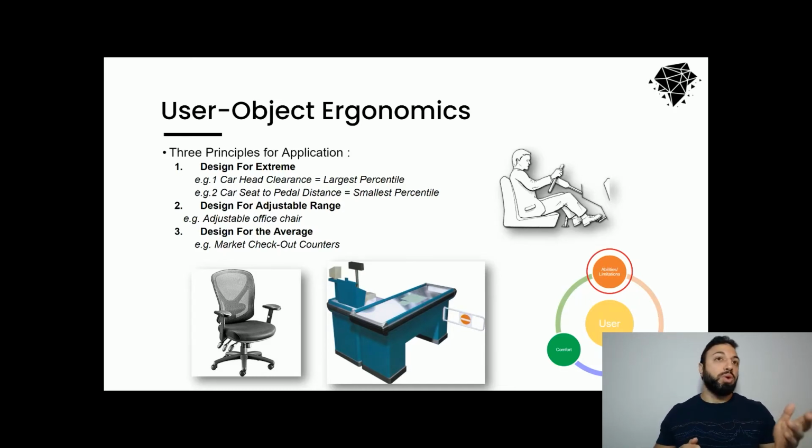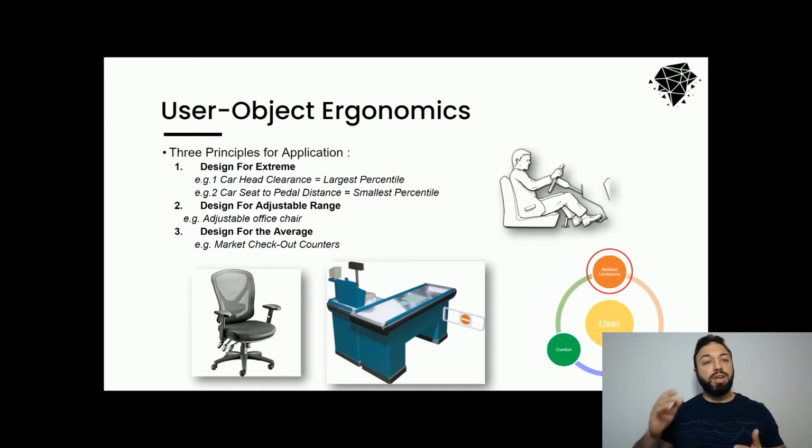And here we're talking about the second example, which is the car seat to pedal distance. So if I'm designing the chair, and again, the chair in the car is adjustable, but let's assume for a second it's not, I will design for the shortest lady. In this case it will be the 5th percentile. And again, back to the same example, we could basically say the actual office chair is designed for adjustability. So this is example number 2, or principle number 2.